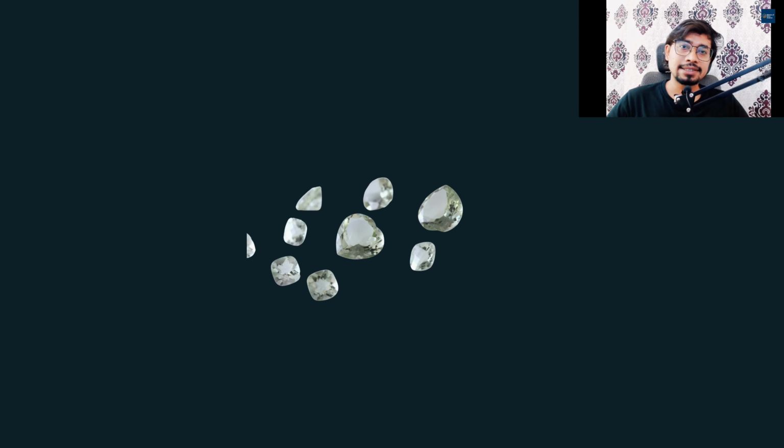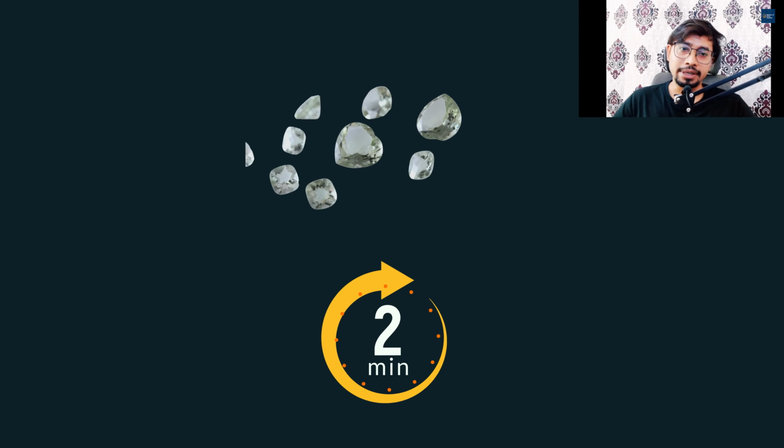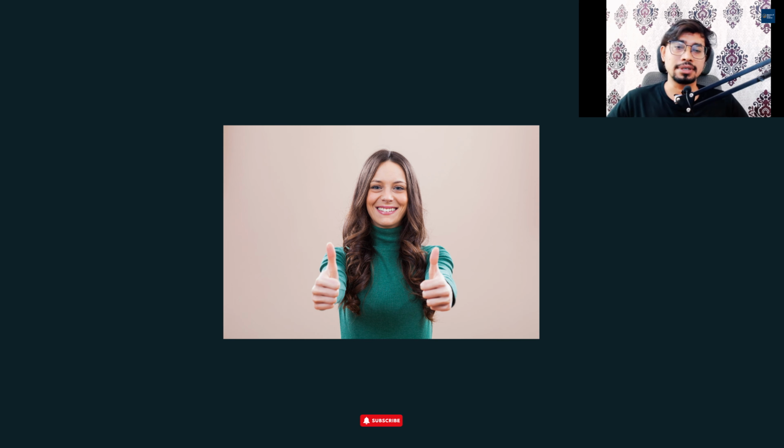Types of machine learning: supervised, unsupervised, reinforcement. Sounds scary? I will make it crystal clear in 2 minutes, and trust me, you will love how simple it is.